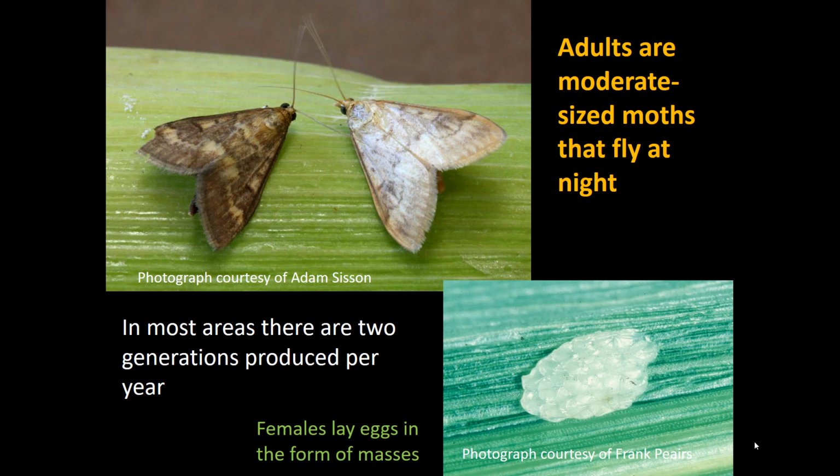The adults are moderate-sized moths. They fly at night. Usually they're found in the daytime. You might stir some up along the edges of a field, usually dense vegetation at the edge of the field. Weedy areas are where they'll spend the day.